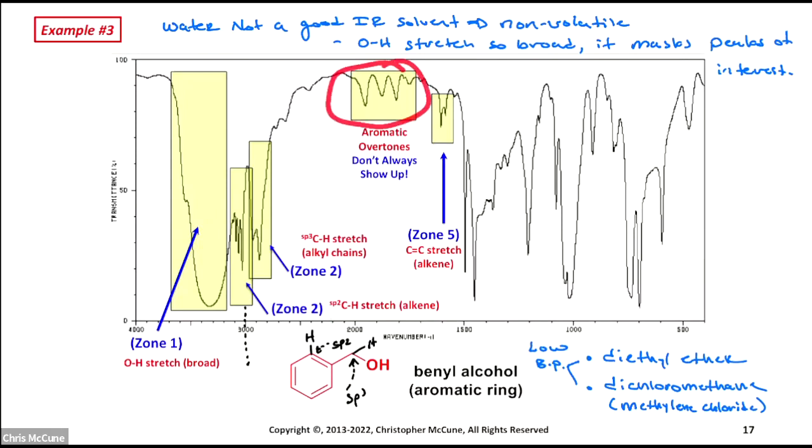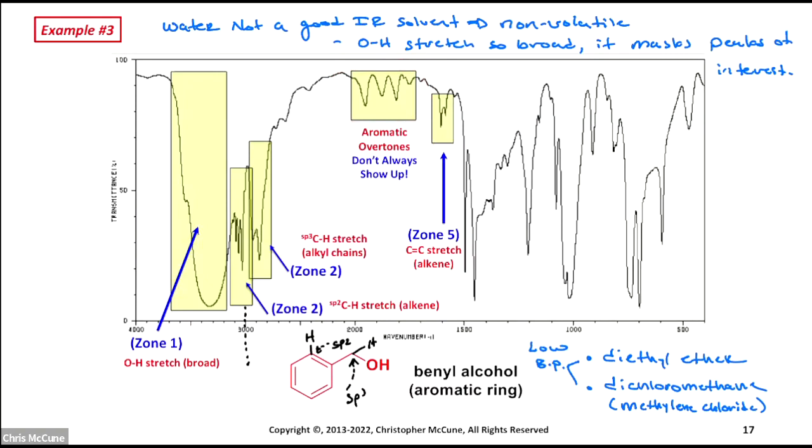Sometimes these show up, sometimes they do not. At around 1700, 1800, 1900, these are overtones for the aromatic compound. We won't go into why they're showing up or why they're not. Just know that they don't always show up, and if they don't show up, it doesn't mean you don't have some sort of an aromatic system.